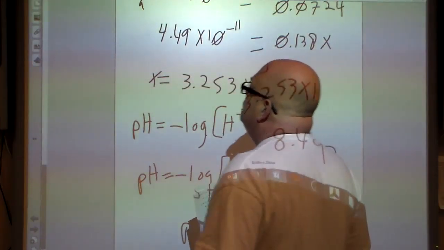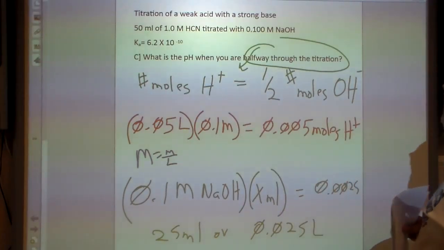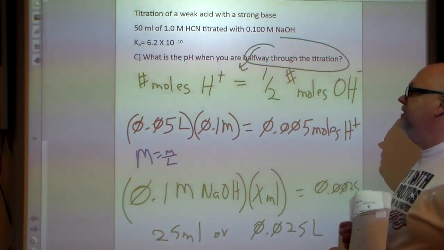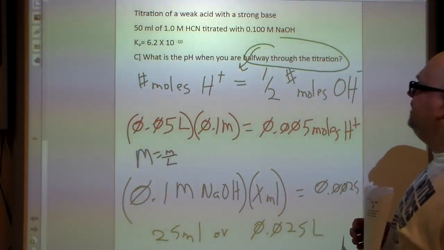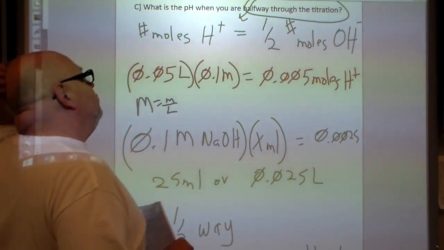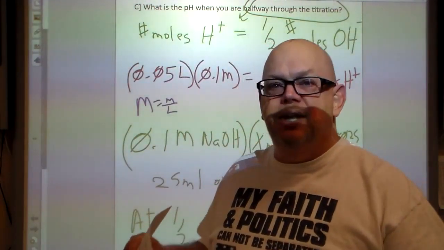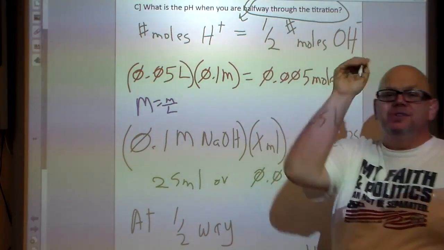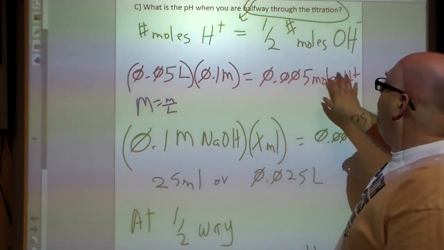That means we don't have as many hydrogen ions as we did before. Then we asked, how about when it's halfway through the titration? We talked about the idea that halfway through a titration, the moles of H+ is the same number of moles as OH-, or should I say half the number of OH-. I'm getting ahead of myself here. So we worked our way through.